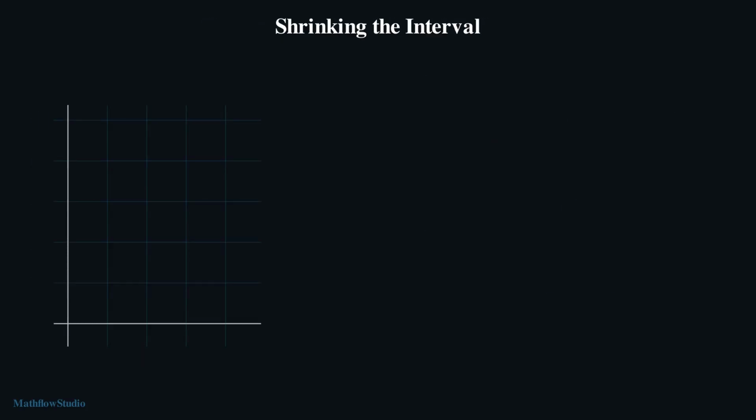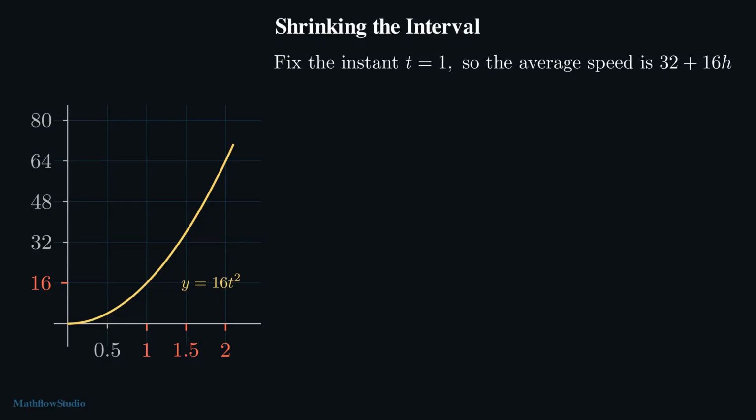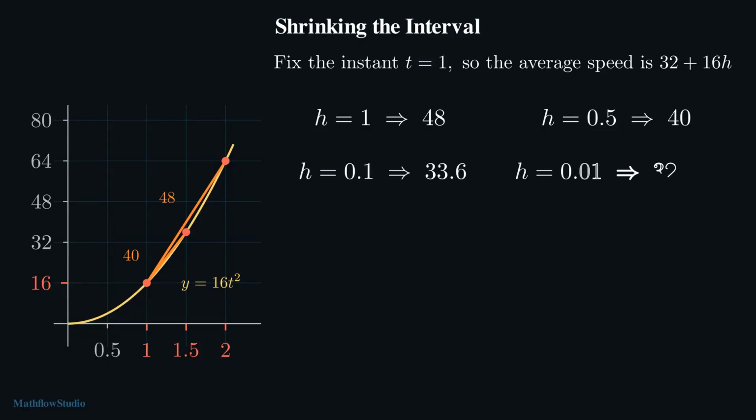Fix the instant t at 1, so the average speed is 32 plus 16h. Two intervals give two secants through the point at the instant 1. At the number h equal to 1, the average speed is 48, and at 1/2, it is 40. At 1/10, it is 33.6, and at 1/100th, it is 32.16.